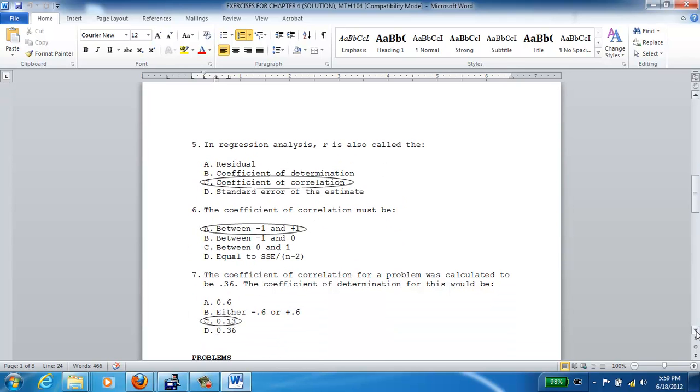For number 7, R is given, R is 0.36, so the R square will be the square of 0.36, so the correct one will be C, not A. That's a very common mistake. You take the square of 0.36, not the square root. So this is equal to 0.13. The correct one is C.